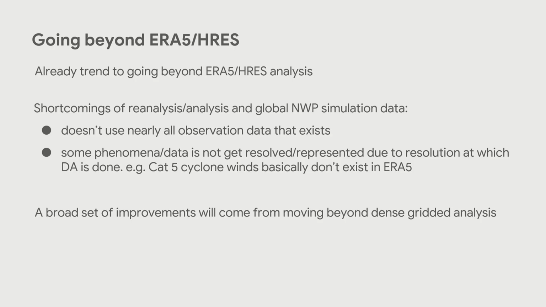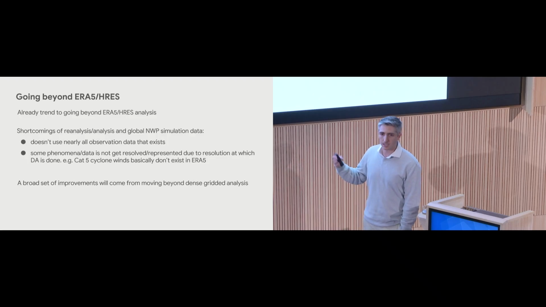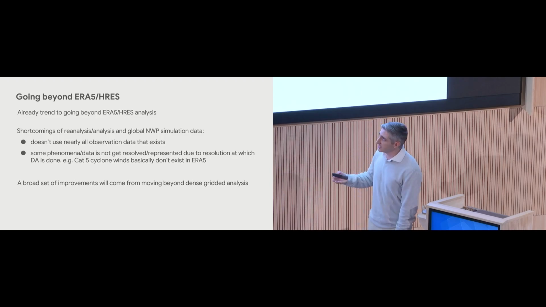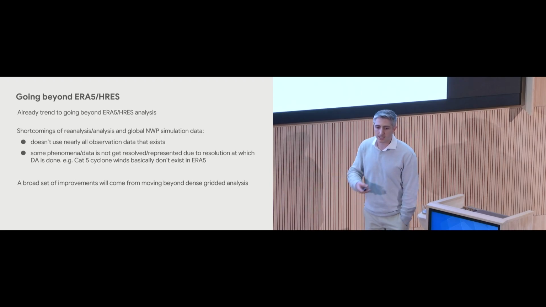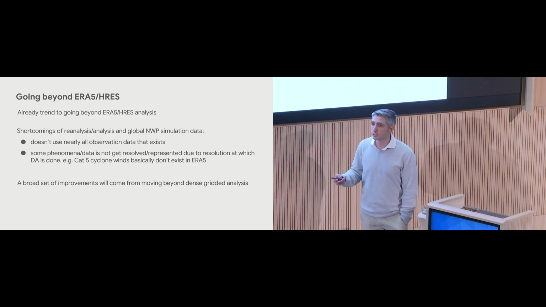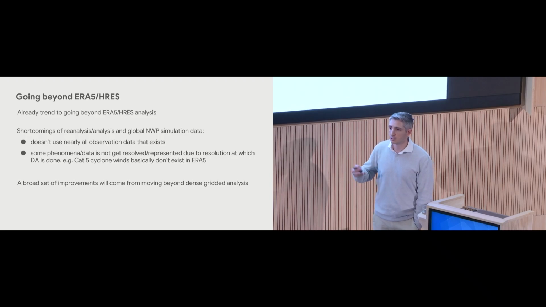But all analysis, global reanalysis and global numerical weather prediction simulation data, they all suffer some shortfalls. And the first is that data assimilation, which generates this data, doesn't assimilate all observations. So there's a lot of weather observations that is not informing the training data that we've got, and so we're leaving some data on the table by only relying on the product of this assimilation process. And the second is that there are phenomena and there is data that doesn't get resolved or represented in this data assimilation product because of the resolution at which it is done.